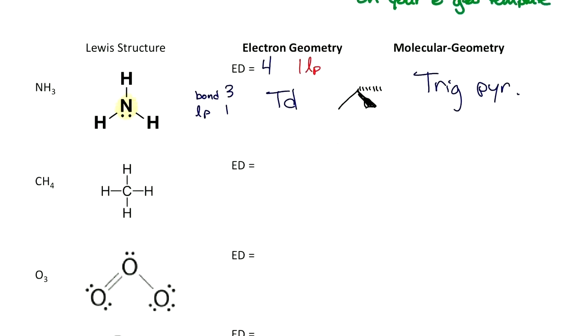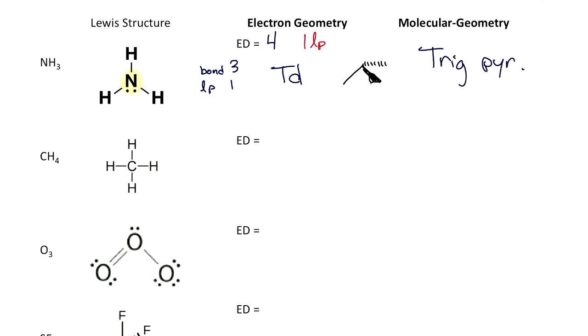All right, so let's do CH4. Okay, what's the electron domain number? How many electron domains do we have? 4, yes. And so of those 4, all 4 are bonds, and we have 0 lone pairs. So what is the electron domain? It is tetrahedral again. All right, so I'll go ahead and draw it.